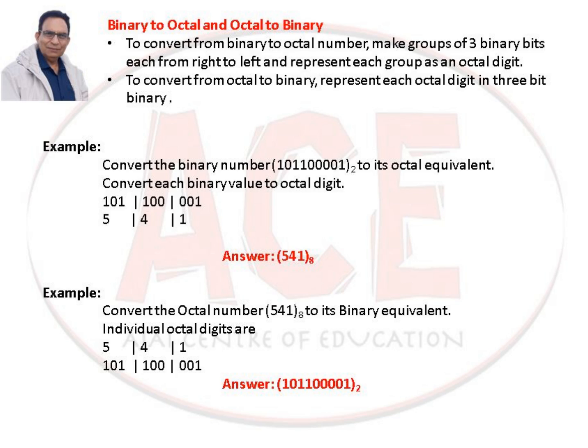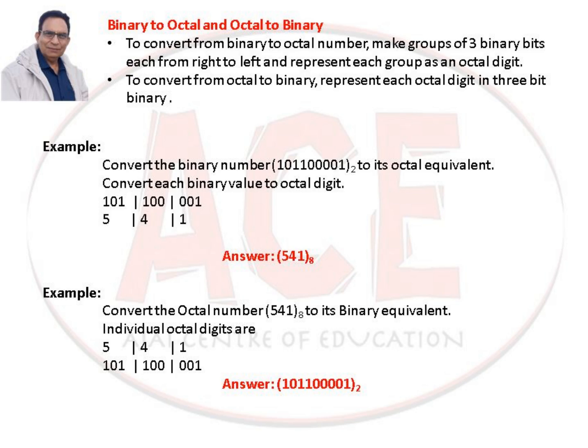Conversion, binary to octal and octal to binary. To convert a binary to an octal number, make groups of 3 binary bits, each from right to left, and represent each group as one octal digit. To convert from octal to binary, represent each octal digit in 3-bit binary.